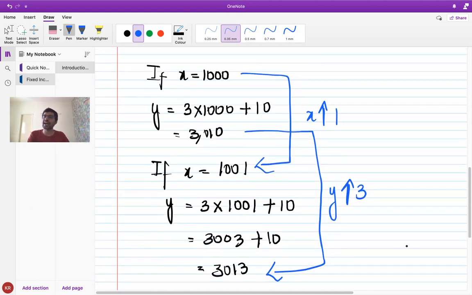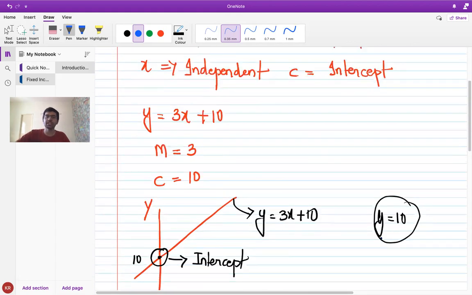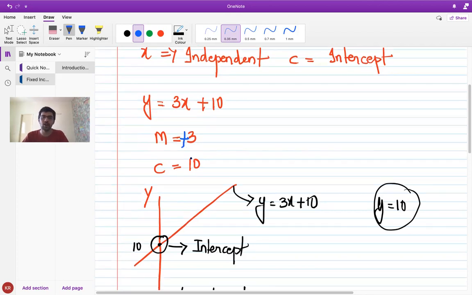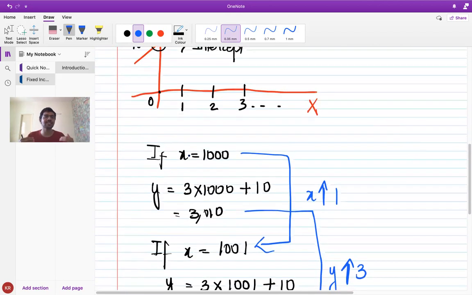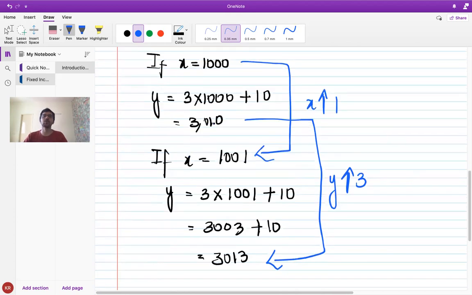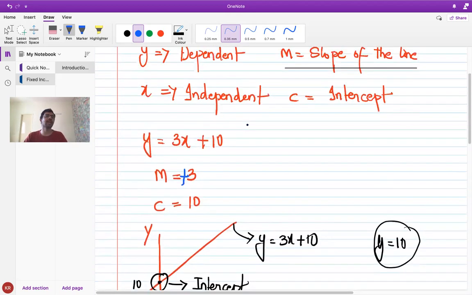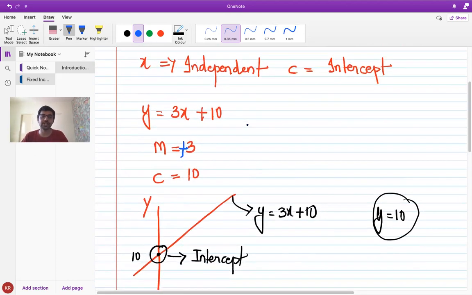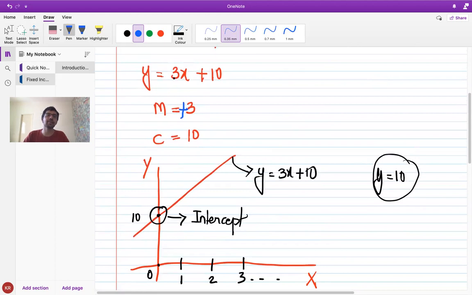Now, the reason they have a direct relationship is because the coefficient of 3 over here is actually plus. All right. And that is the reason x and y are moving in the same direction. When x is increasing, y is also increasing. When x is decreasing, y is also decreasing. Okay, so the meaning of m, or slope of the line, is nothing but when x changes by 1 unit, how much does the value of y actually change by? And that is nothing but the coefficient of x. M, or slope, is nothing but the coefficient of x.